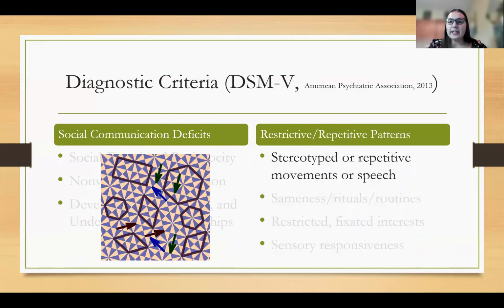Now, in the restrictive and repetitive patterns, an individual only needs to have 2 out of these 4 criteria in order to be diagnosed, unlike all 3 of the social communication needs. So the first restrictive and repetitive pattern that you might see in someone with autism is stereotyped or repetitive movements or speech. This can also be called stimming, and it might be a behavior that is motion, it might be a verbal behavior. So someone who perhaps flaps their hands or has a specific verbal phrase that they say over and over again.